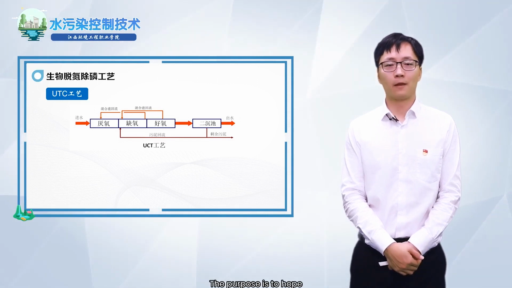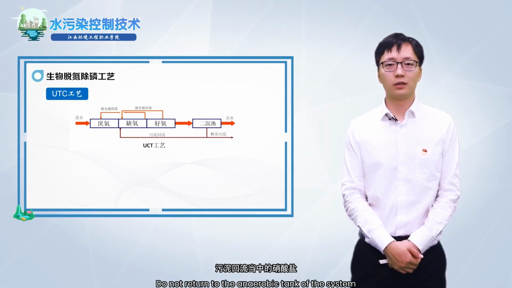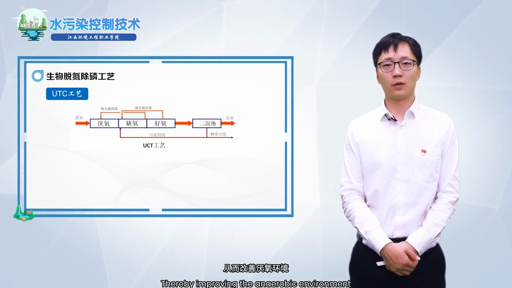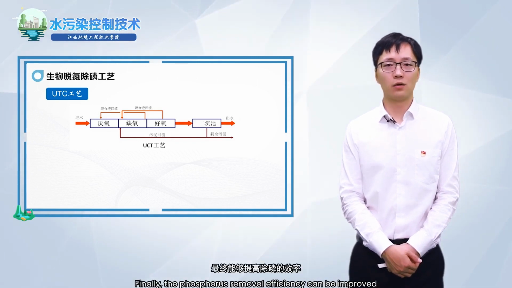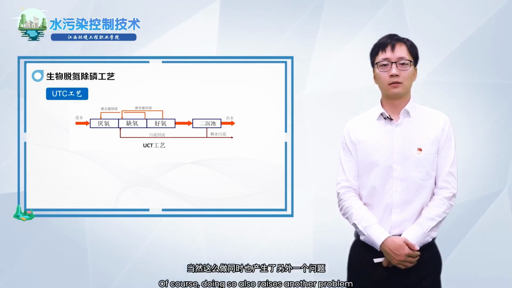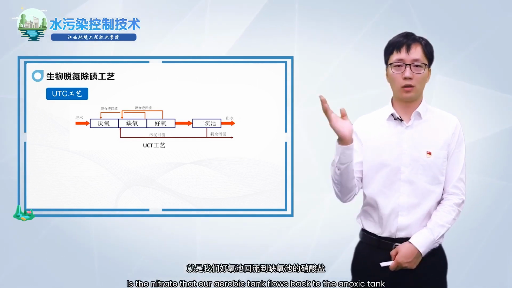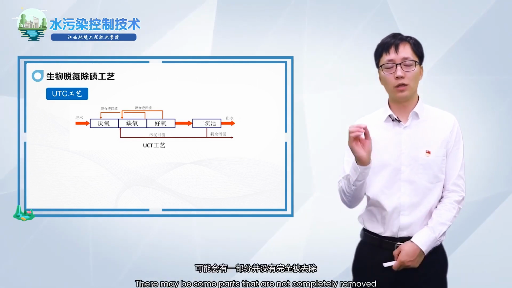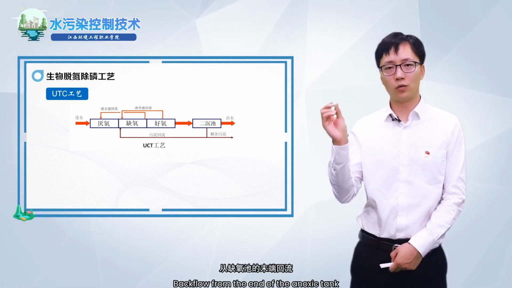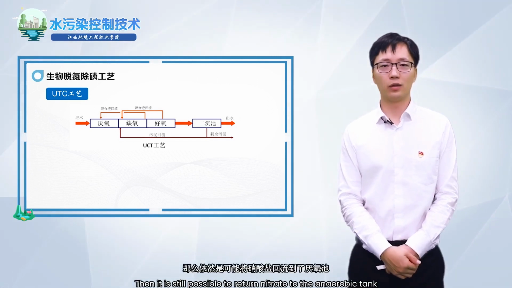With this setting, the purpose is to hope that nitrate in the sludge backflow does not return to the anaerobic tank of the system, thereby improving the anaerobic environment. Finally, the phosphorus removal efficiency can be improved. Of course, doing so also raises another problem: the nitrate that our aerobic tank flows back to the anoxic tank may not be completely removed. When the mixed liquid flows back from the end of the anoxic tank to the anaerobic tank, it is still possible to return nitrate to the anaerobic tank.